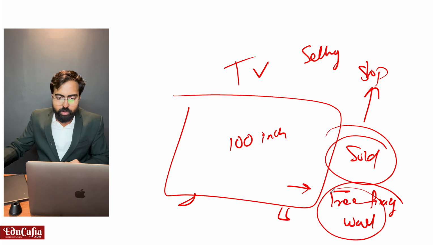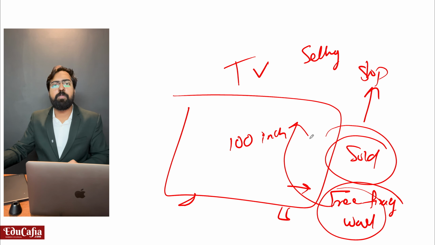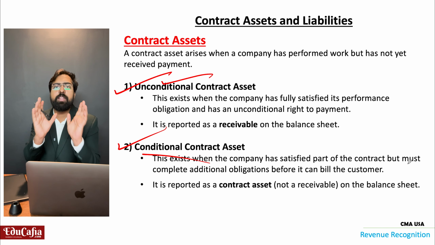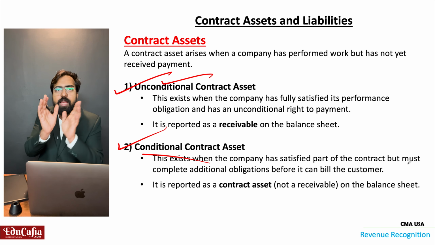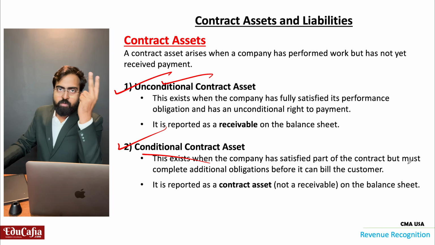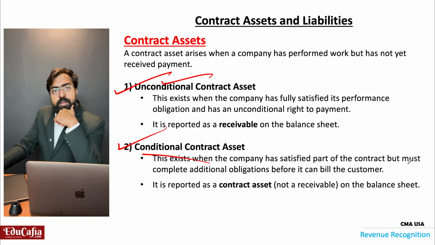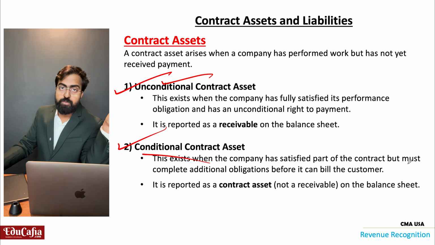It is also included in the price of this TV. Then one of the obligations is satisfied. What is that? I sold the TV. Now the control of the TV is with that person only. But what is the second condition? I will go to her or his house and fix that TV for them in the wall. That is still pending. Because that is pending, I can't recognize this amount I received as revenue.